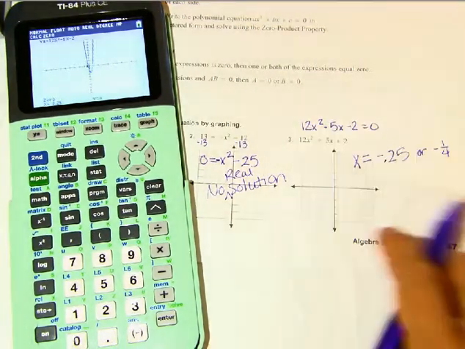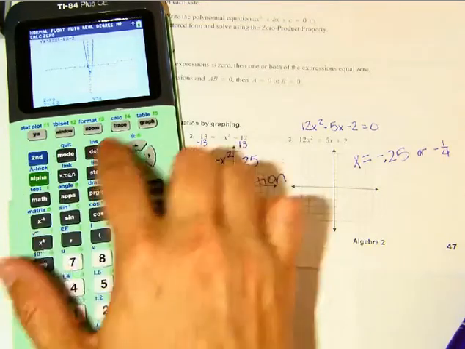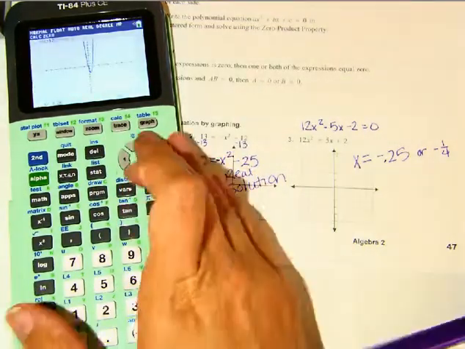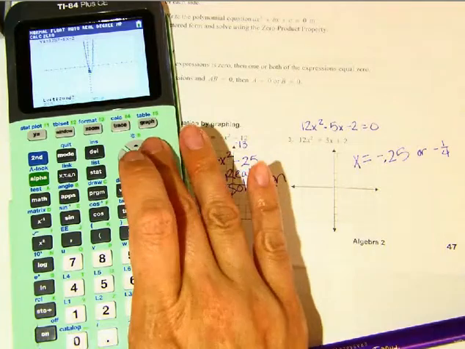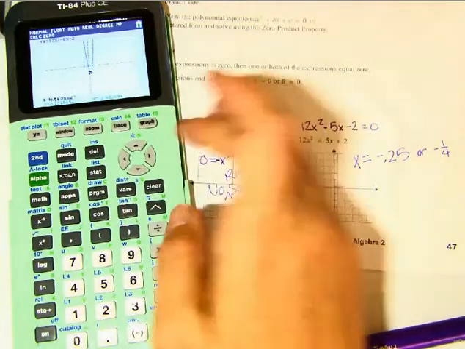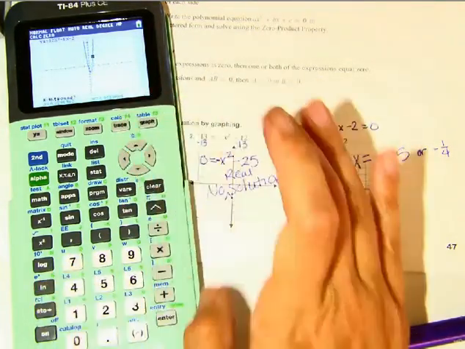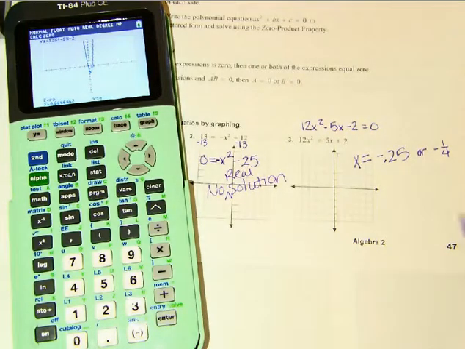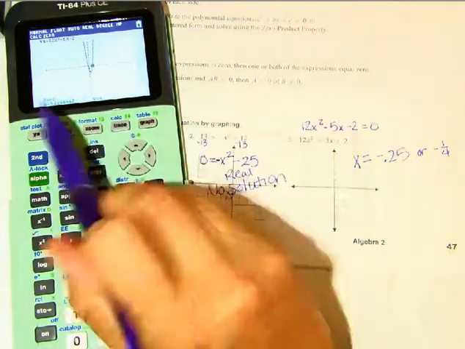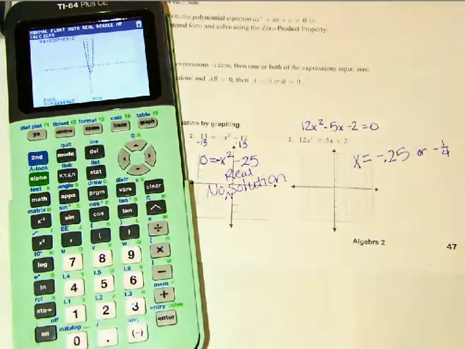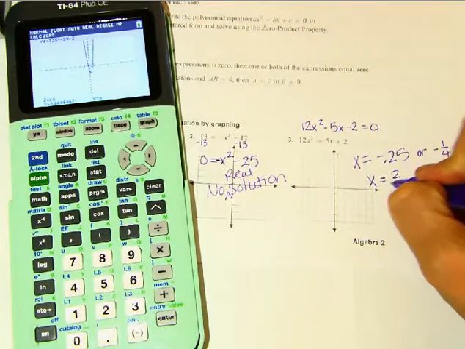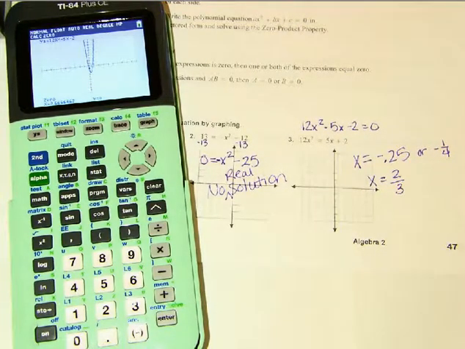Okay. Now I need to calculate the other one. So second calc, zeros. Now for the left boundary, I need to be between the two zeros. The right boundary, I need to go past it. Enter again. When y is 0, this gives me 0.6 repeating. That is 2/3. So I have a negative 1/4 and a 2/3.